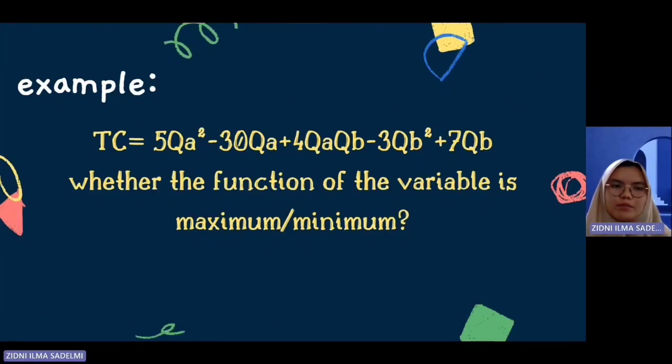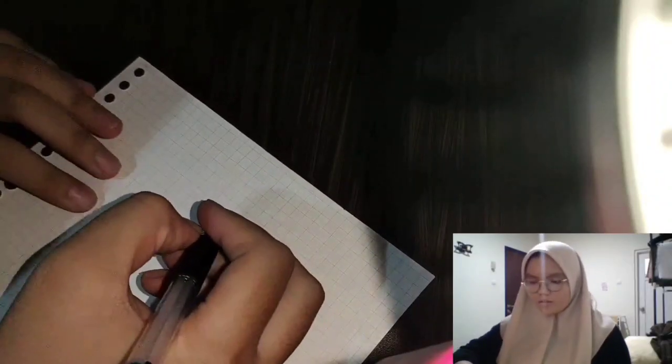And this is the example of the topic. TC equals 5Ka² minus 30Ka plus 4KaKb minus 3Kb² plus 7Kb. The question is whether the function of the variables is maximum or minimum. Okay, so first we must search the stationary point with the first derivative.